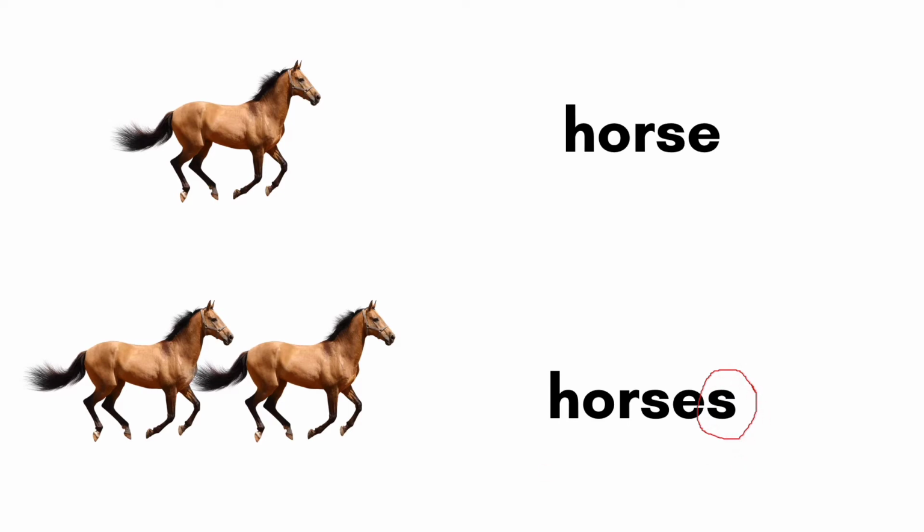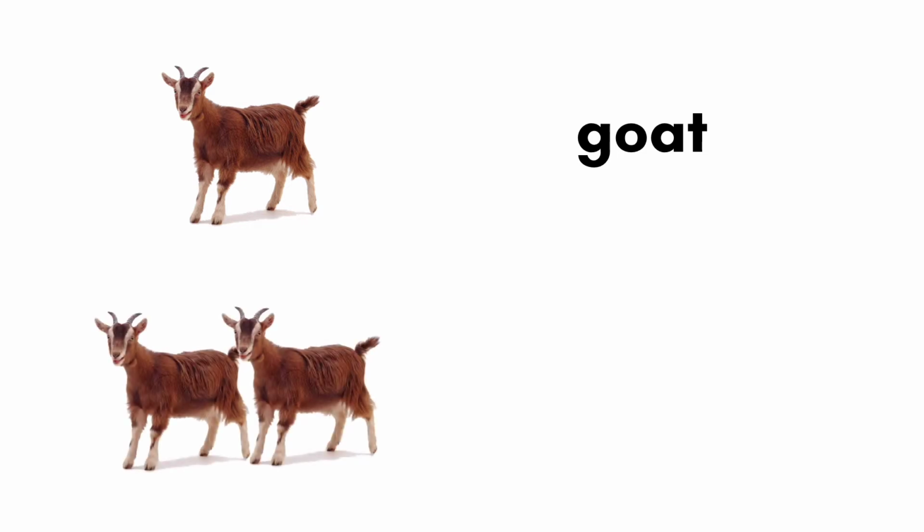Okay, let's look at the next one. The next animal is this. What is this? A goat. That's right. What do we call it if we have more than one goat? That's right. We add an S, so it becomes goats.